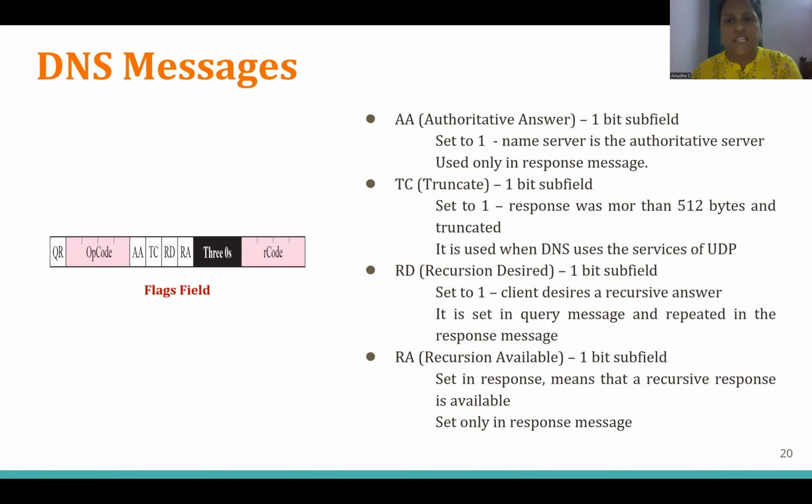Authoritative answer is a 1-bit subfield set to 1 when the name server is the authoritative server; it is used only in response messages. TC, for truncated, is a 1-bit subfield set to 1 if the response is more than 512 bytes and truncated. It is used when DNS uses the services of UDP. Recursion desired, RD, is a 1-bit subfield set to 1 when the client desires a recursive answer. It is set in the query message and repeated in the response message. RA, recursion available, is a 1-bit subfield set in the response, meaning recursive answers are available. It is set only in the response message.